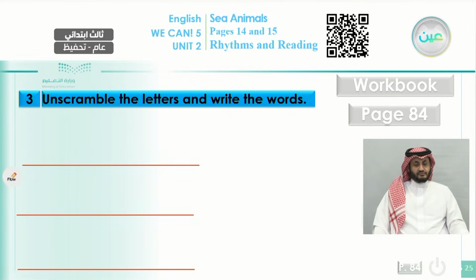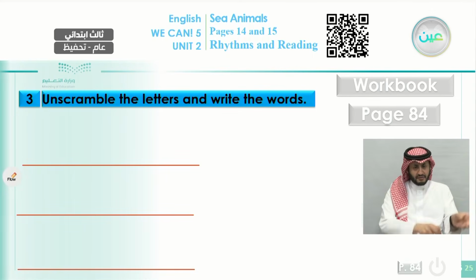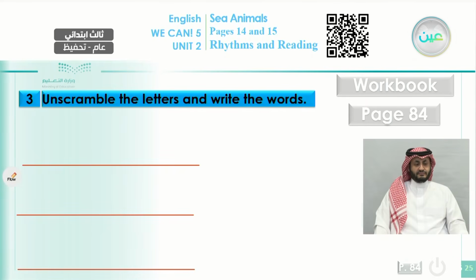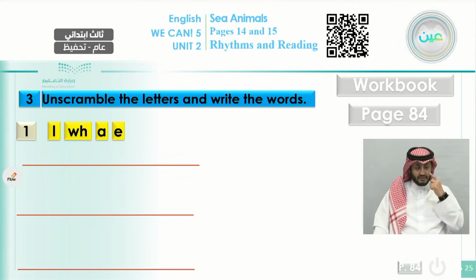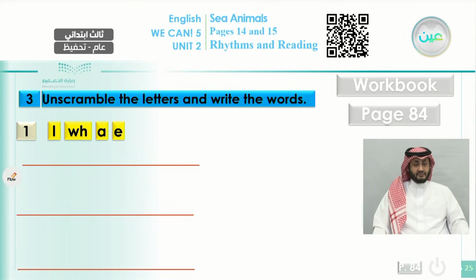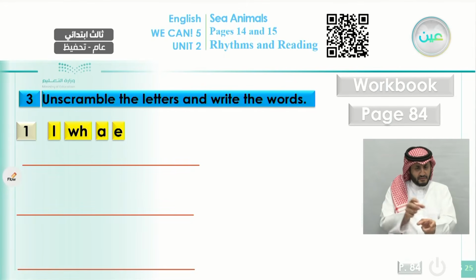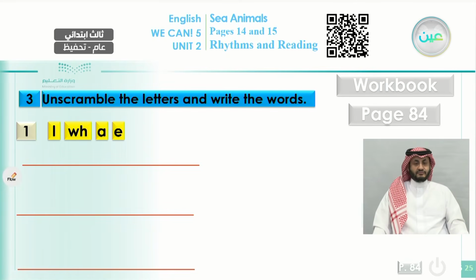Okay, we have now here in exercise number 3 some scrambled words. We need to unscramble the letters and write the right word after that. So number 1 here we have an animal, but the letters are not put in the right order, so they do not spell correctly here. So what can we do here? We have to rearrange them. We have to unscramble them to write the word. Can you guess what the word is here?